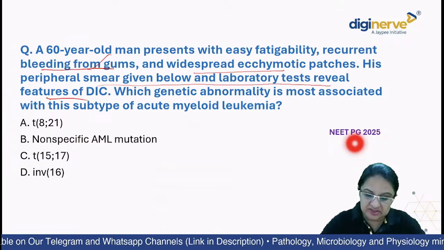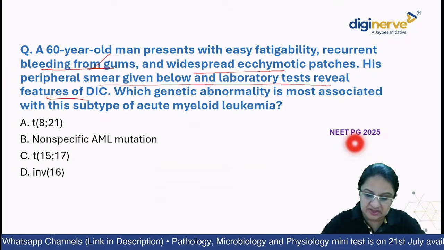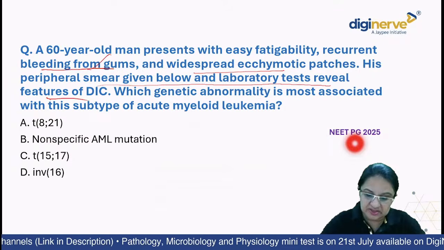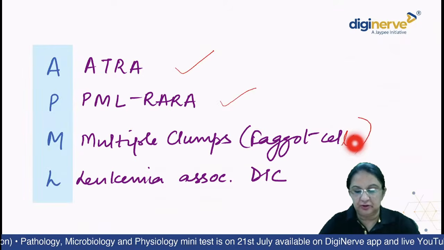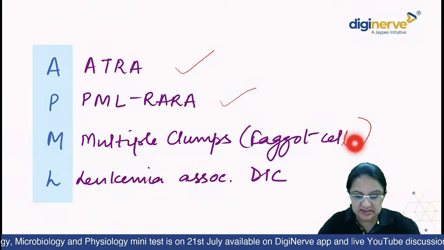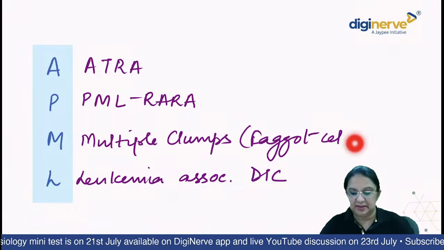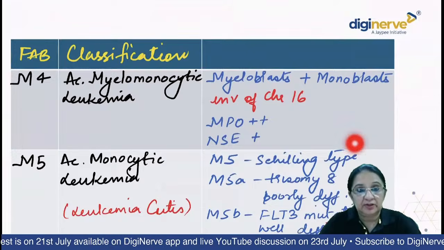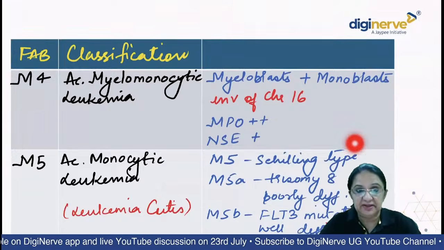So simple mnemonic for APML, ATRA is used. There's PML-RARA fusion. You see multiple clumps of Auer rods. These are faggot cells. Then leukemia associated with DIC is APML. Okay. Now, coming back to the FAB classification, we studied AML, M3.